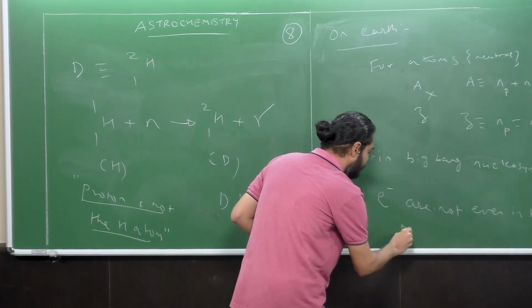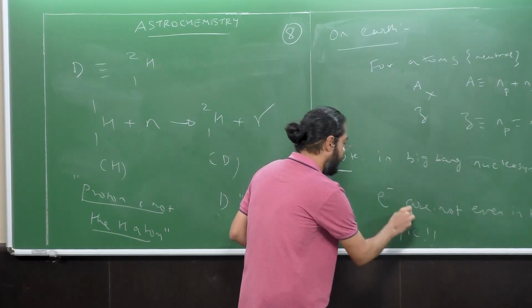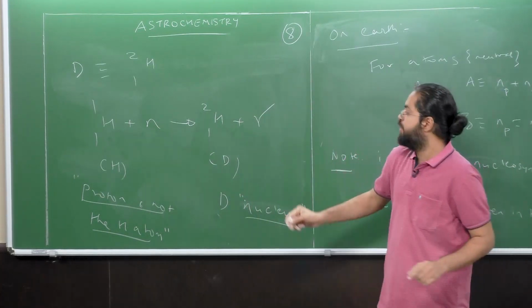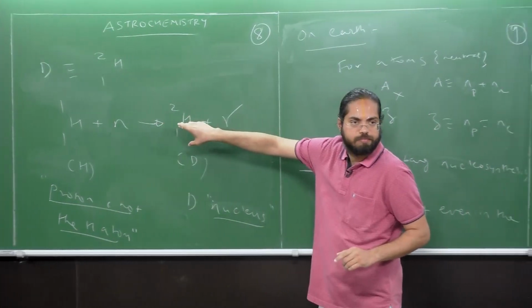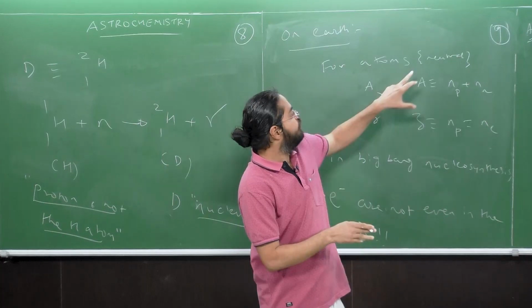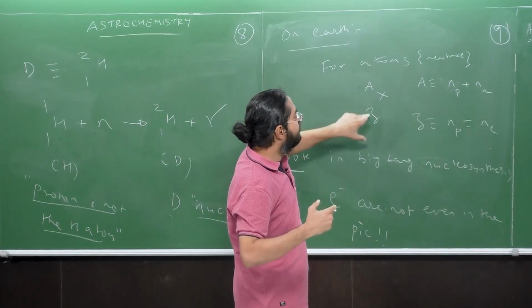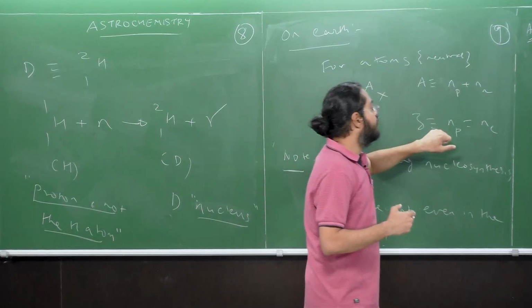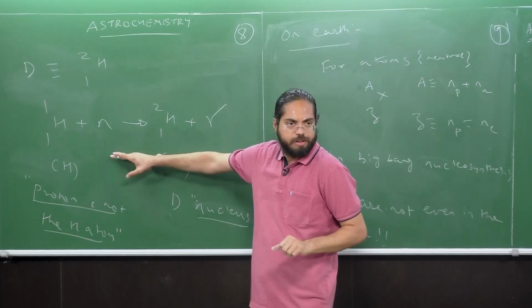What do we mean by electrons are not in the picture? I am referring to the idea that we are only talking about the nuclei getting formed. So therefore, if you apply what you learned in your high school, the AXE definition, here the number of protons is not equal to the number of electrons. So there are no electrons at all in this picture.